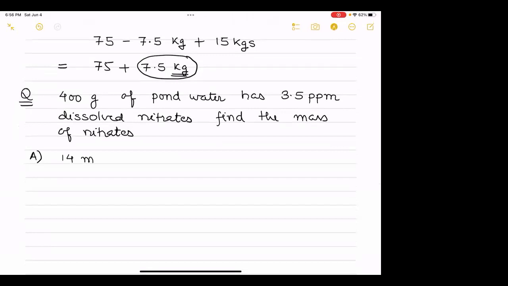Option A, it is 14 milligrams. Option B, is it 1.4 grams of nitrate? Or is it 1.4 milligrams? Or is it 14 grams? I hope you are getting what I'm trying to ask. Just do it quickly.